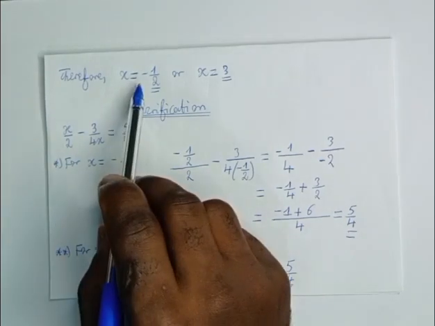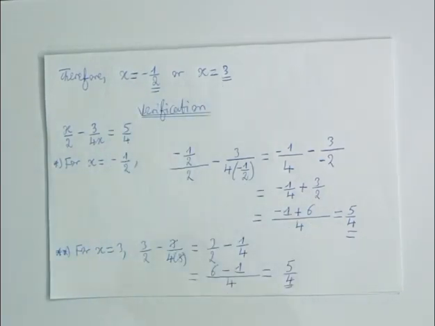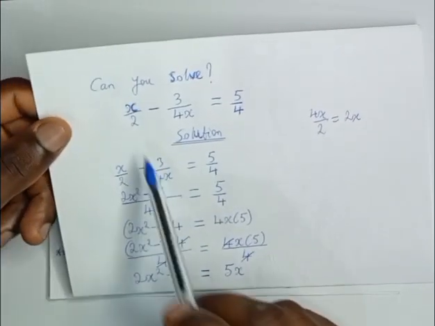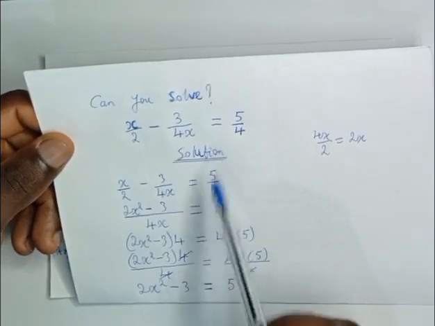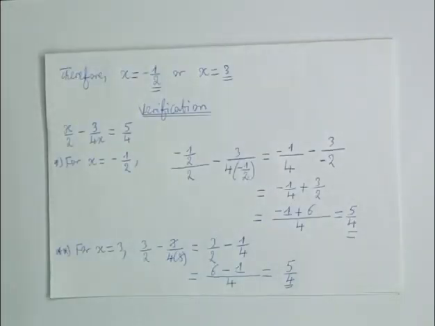Therefore, x equal to negative a half or x equal to 3 is the solution of x over 2 minus 3 over 4x equal to 5 over 4. We are done with the solution.